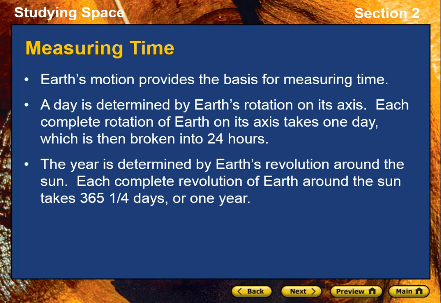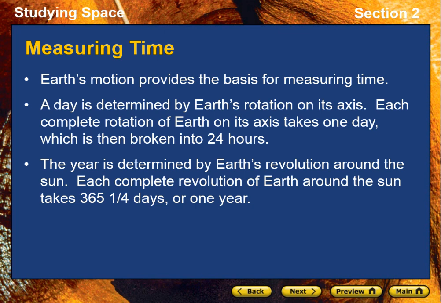For example, the day and year are based on periods of Earth's motion. The day is determined by Earth's rotation on its axis. Each complete rotation of Earth on its axis takes 1 day, which is then broken down into 24 hours. The year is determined by Earth's revolution around the Sun. Each complete revolution of Earth around the Sun takes 365 1/4 days, or 1 year.